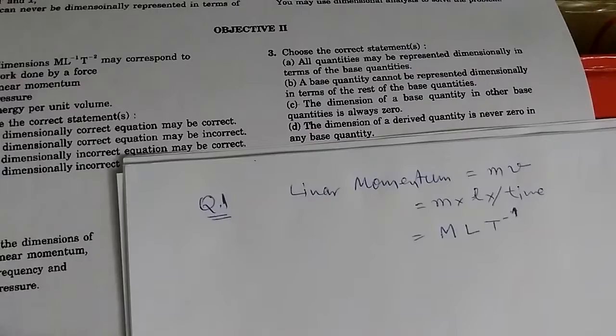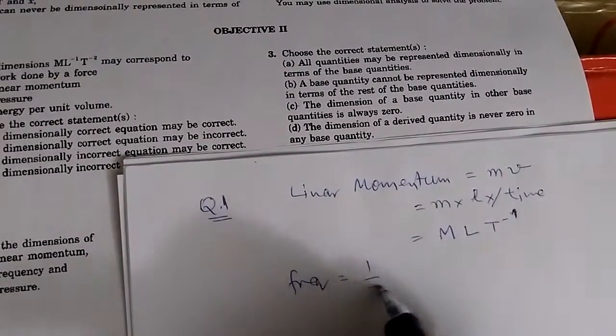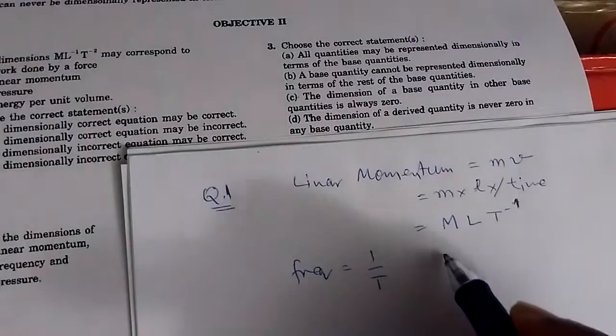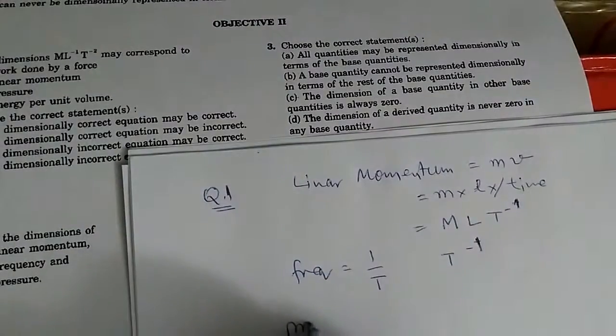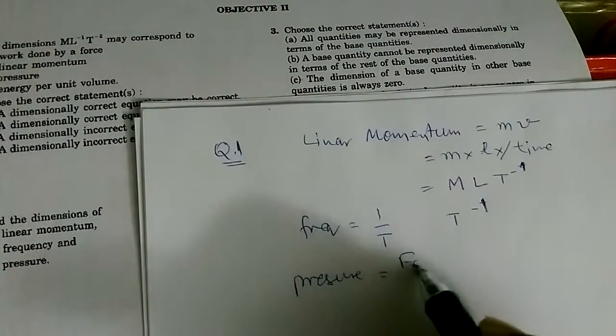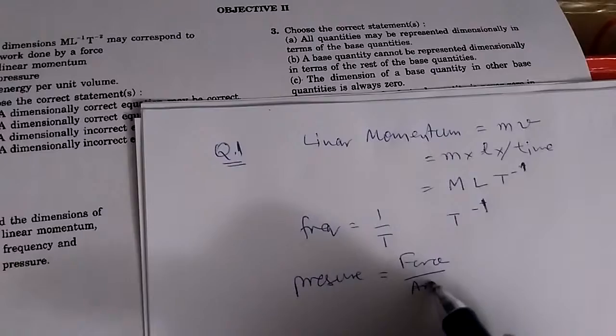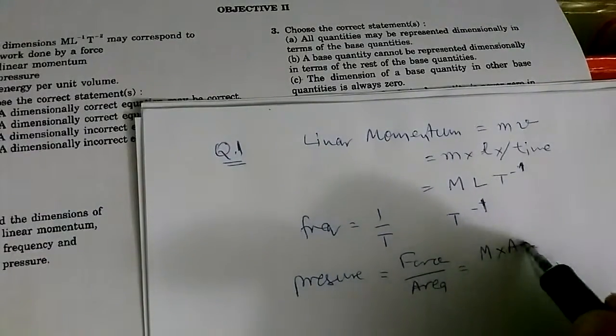We'll do these things real quick. Frequency is defined as 1 upon time, so its dimensional formula will become T to the power -1. And then the pressure is nothing but force acting upon unit area, and force is defined as mass into acceleration.